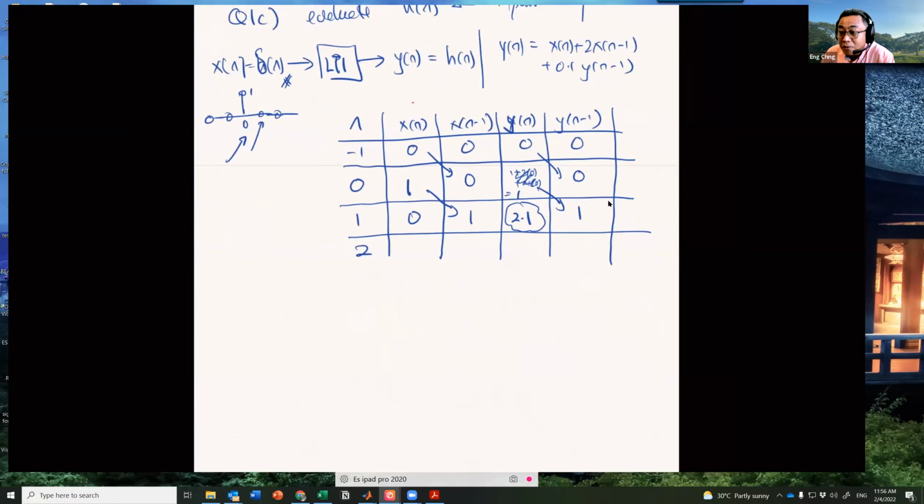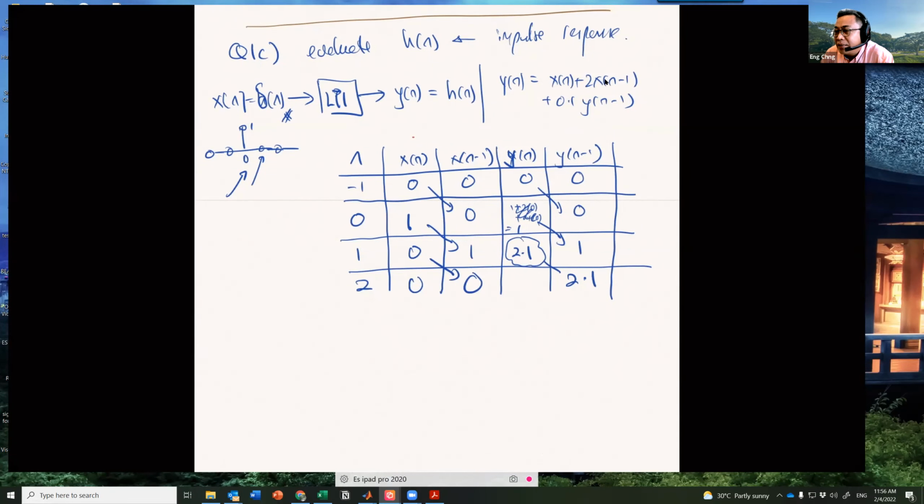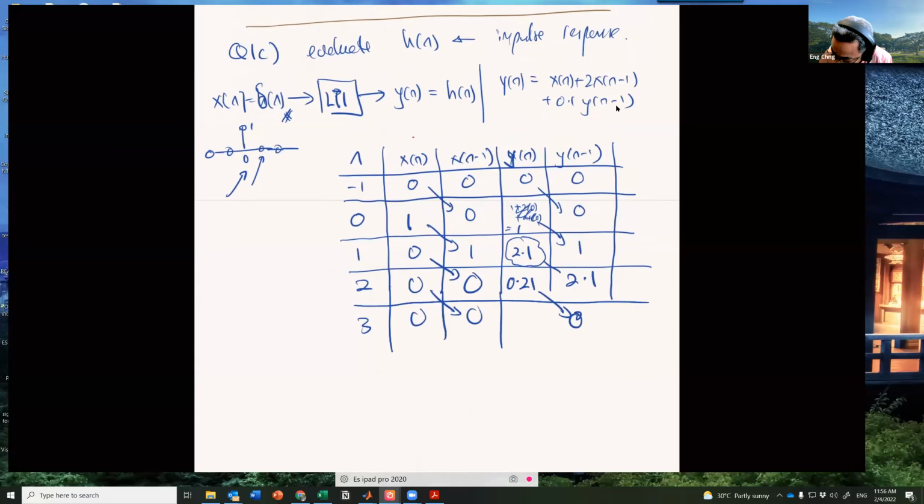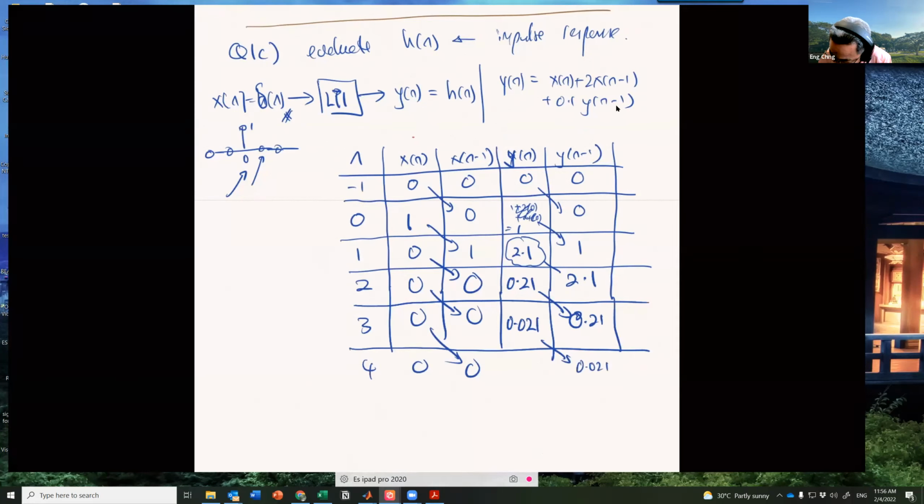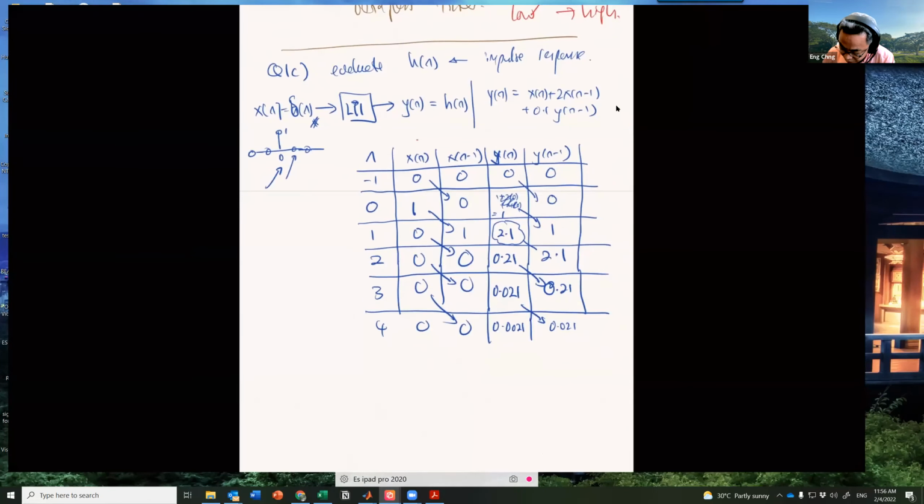And then now is the clever part. Everything else is 0 now. So the top guy, x of n and 2x of n minus 1, is nothing now. So it's 0.1 times y of n minus 1. So 2.1 becomes 0.21. So now you can see the pattern. Okay, guys? 0, 0. This guy goes to 0.21. And then finally, this is 0.021. And then, in fact, the fourth one is even easier. 0, 0. This guy, 0.021. Oh, this is 0.0021. Can you see the pattern now? So once you can see the pattern, you can express h of n as some equation.